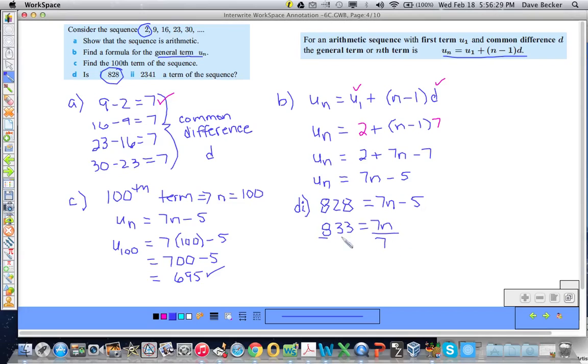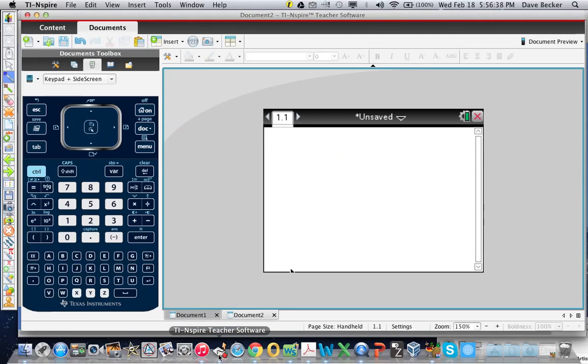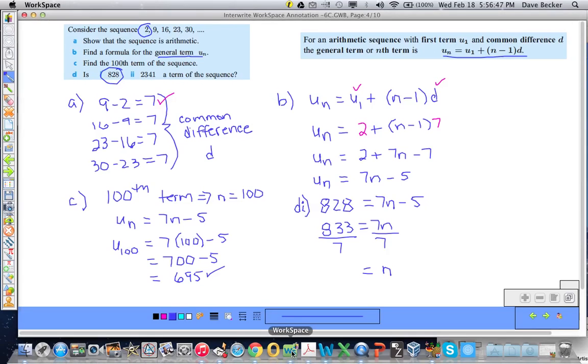Now here comes the big part. When I divide that by 7, is it an integer? So I'm going to go to my handy dandy calculator, and I'm going to take 833 and divide it by 7, and I get 119. Nice! So that means since 119 is an integer, it doesn't have point something, it's not a fraction, then the answer is clearly, it's the 119th term in this sequence. In other words, if I listed 119 terms, this 828 would be the 119th term. So the answer is yes.